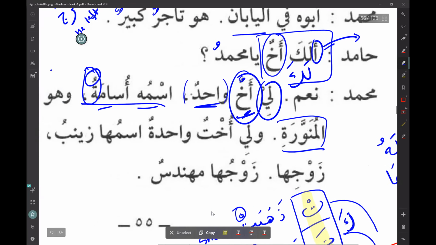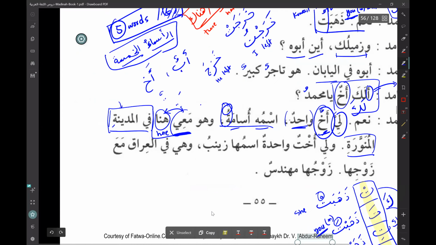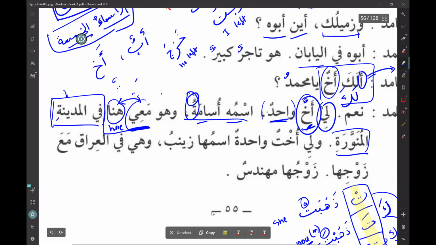Some people say it's not a good name, anyway, that's a different issue. But the point is, these two are adjectives. Munawwara is an adjective to the Medina. Why? Because this one has a kasra, this one has a kasra. This one has a tamarbuta, this one has a tamarbuta. This one has alif lam, this one has alif lam. Subhanallah, everything is matching. So this is an adjective: illuminated city, which is the name for Medina.